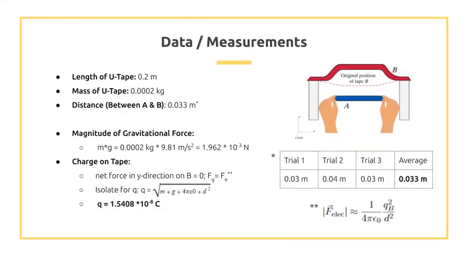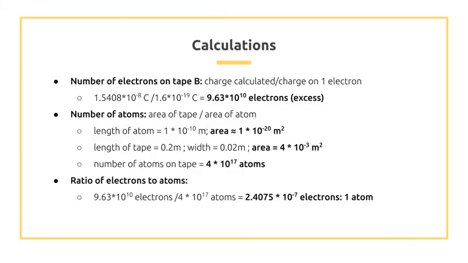Next, I conducted the floating tape experiment. When running this experiment, I made sure to conduct several trials to calculate an average distance between the two tapes. This ended up being 0.033 meters. Then, I solved for a gravitational force. I then set this value equal to the electric force in order to isolate and solve for Q, which is the charge on the tape. This value is 1.5408 × 10^-8 coulombs.